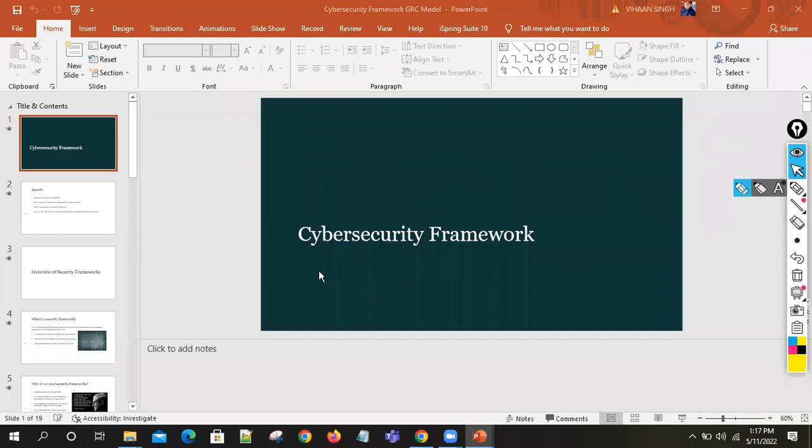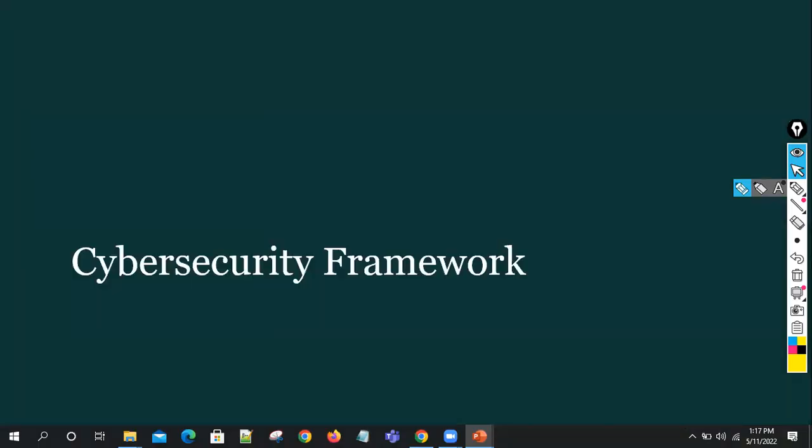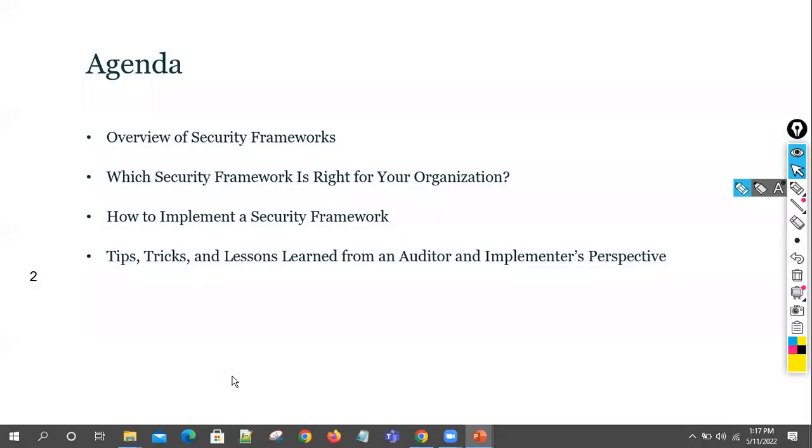We have seen there are various cyber security related frameworks available. Collectively, we call them a governance, risk, and compliance framework. So we will go through each framework one by one: what actually these frameworks are, and how to implement them within the organization.